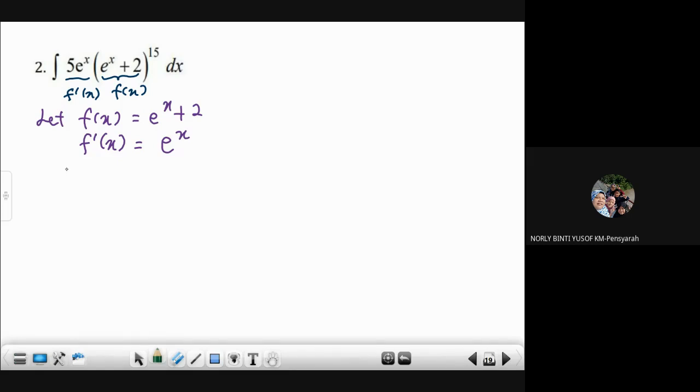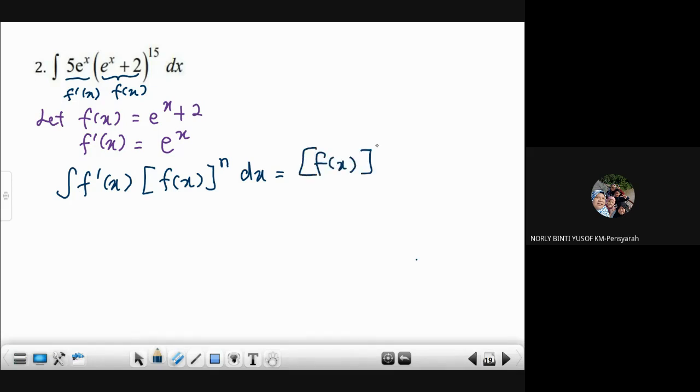Maksudnya kat sini you tulis integration for e power of x kan f prime kat depan. Okay, kita tulis formula lah so that you boleh apply formula untuk yang tadi. f prime x fx power of n dx equivalents to fx power of n plus 1 over n plus 1 plus c. Okay, so kita akan masukkanlah ini e power of x. Okay, and then you punya function power e power of x plus 2 power of 15 dx.